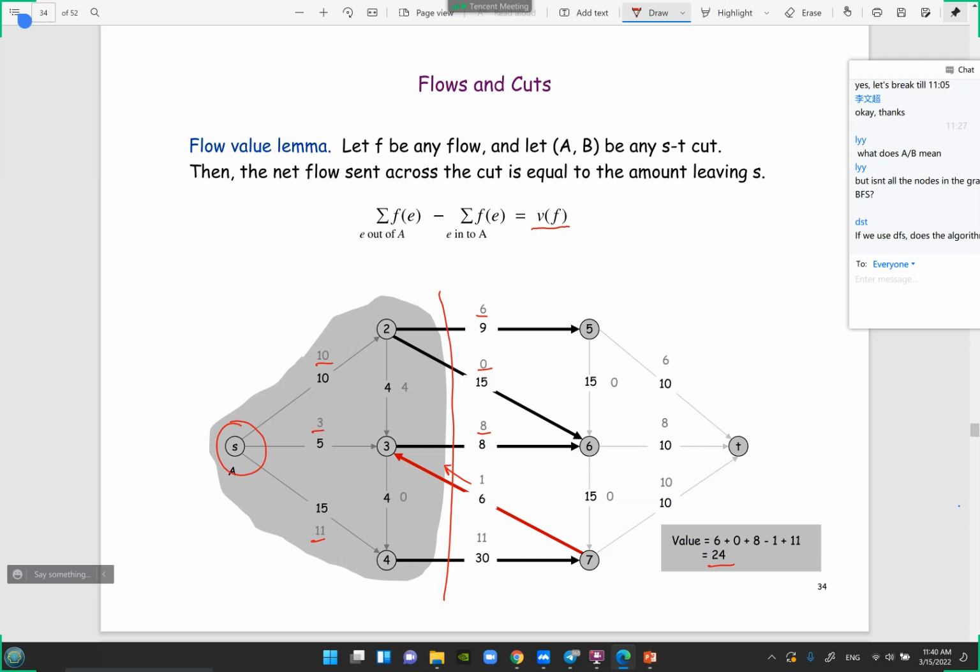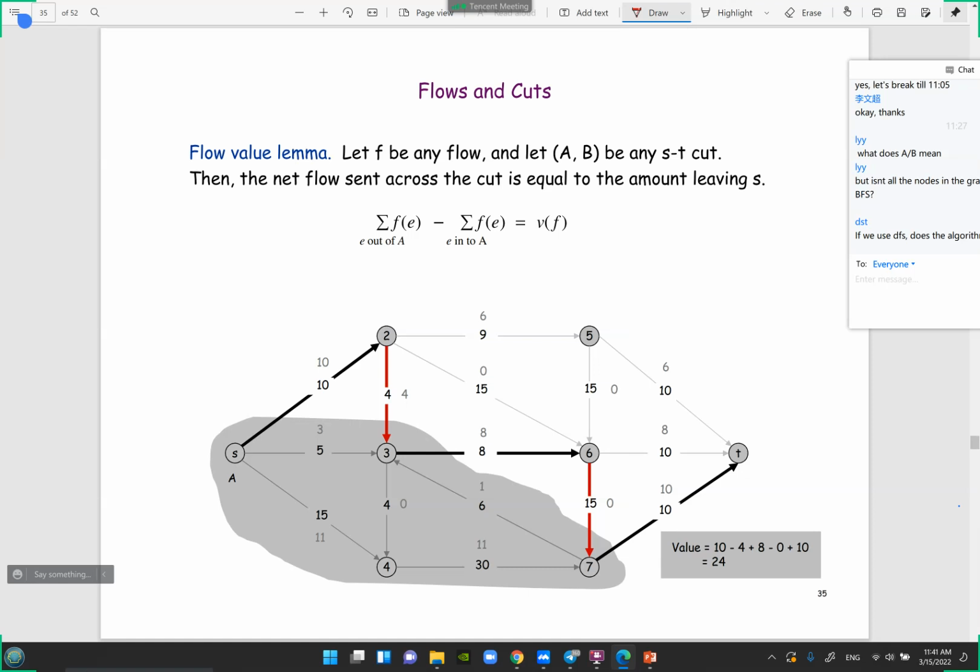So this flow value lemma says that if you look at the value of the flow, and then you consider any cut you want, then the amount of flow out of that cut minus the amount of flow into the cut is equal to the size of the flow.